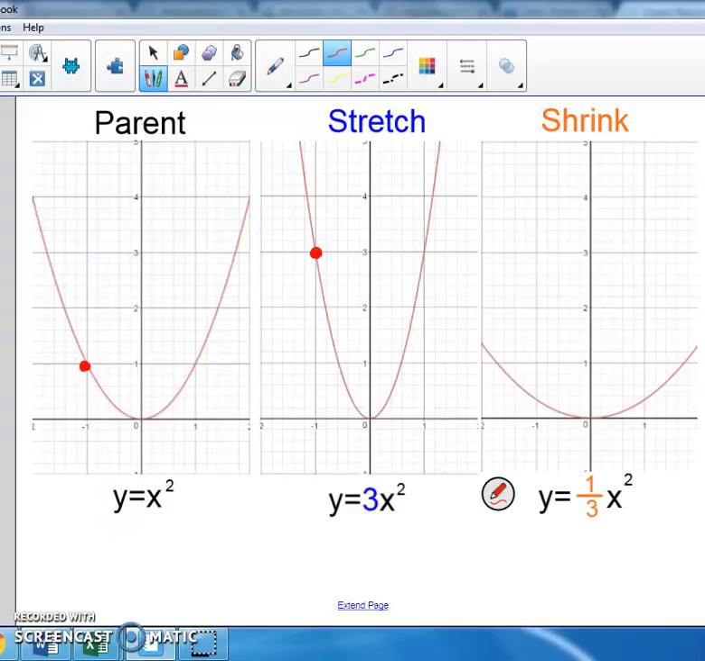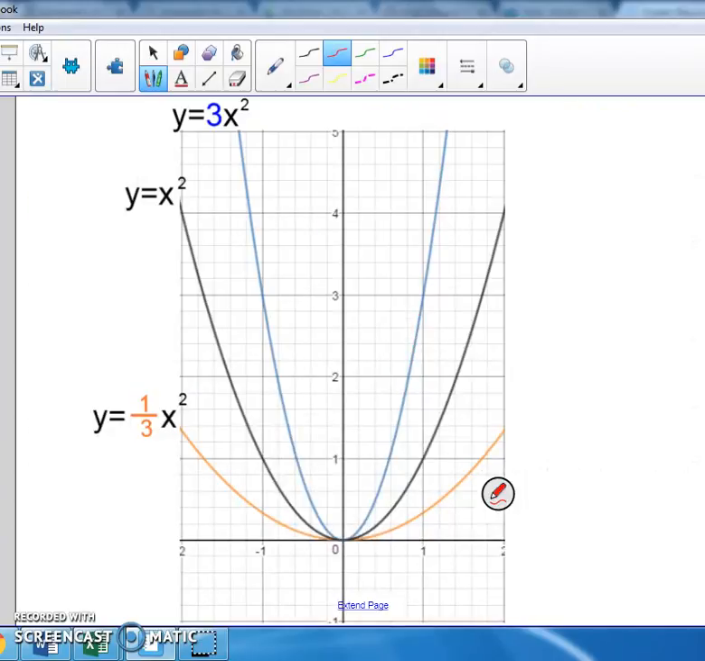In our third graph, we have y equals 1/3 x squared. Just like we had point -1, 1 in our first graph, now our y value at -1 is going to be at 1/3, so we have a shrinking of our graph. These are all three of the graphs put together on one coordinate plane, so you can see how much it's stretching by multiplying the function by 3 and how much we are shrinking when we multiply the function by 1/3.